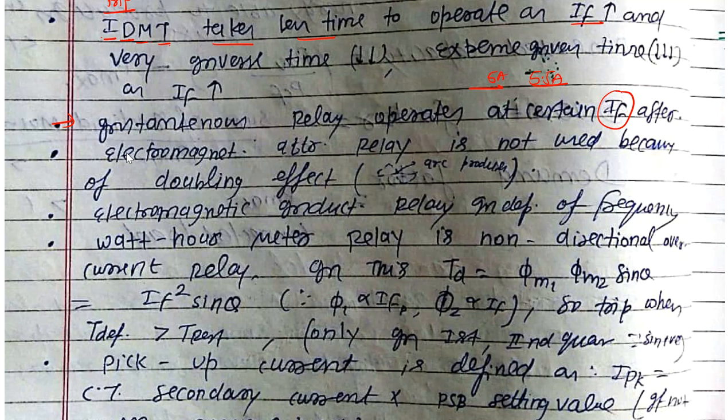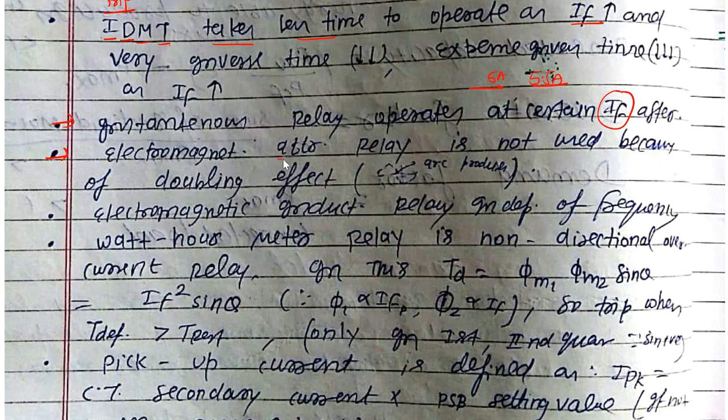Generally, practically it will not happen; it will have some time of operation practically, right? But ideally speaking, or theoretically, an instantaneous relay will operate whenever the fault current exceeds a predefined value or threshold value. And the next point here is the electromagnetic attraction relay.